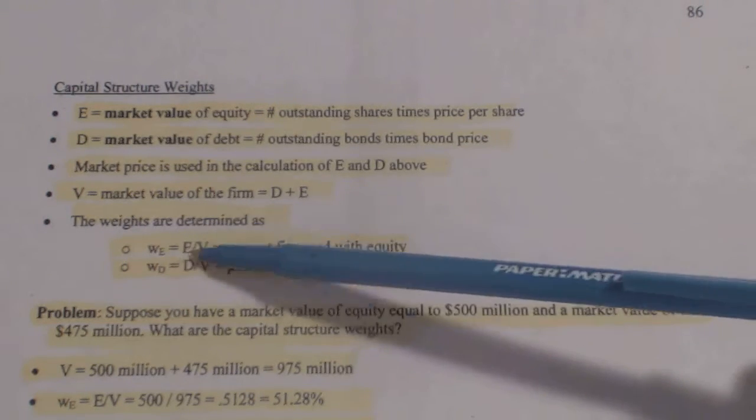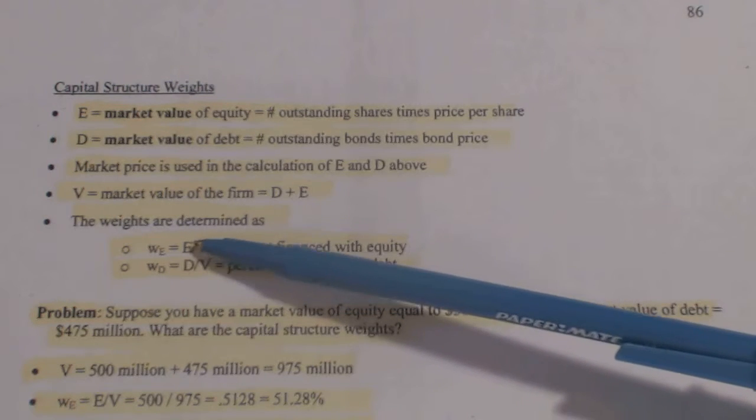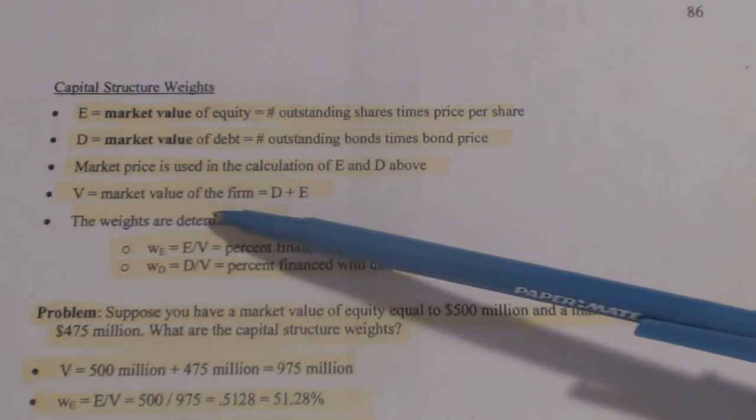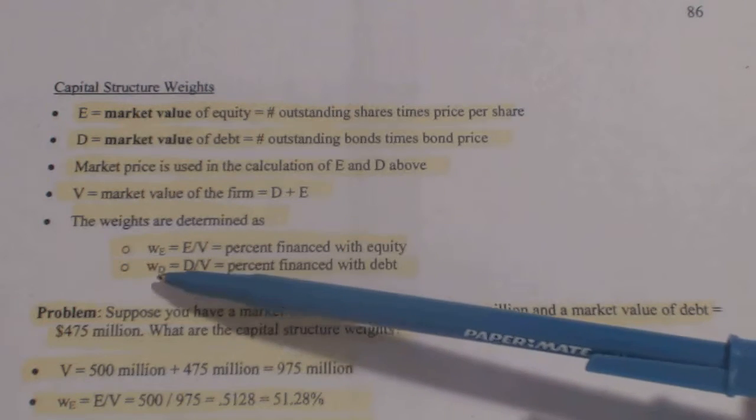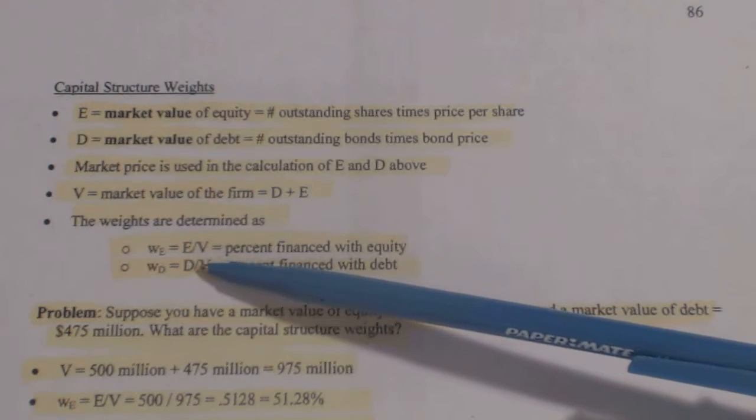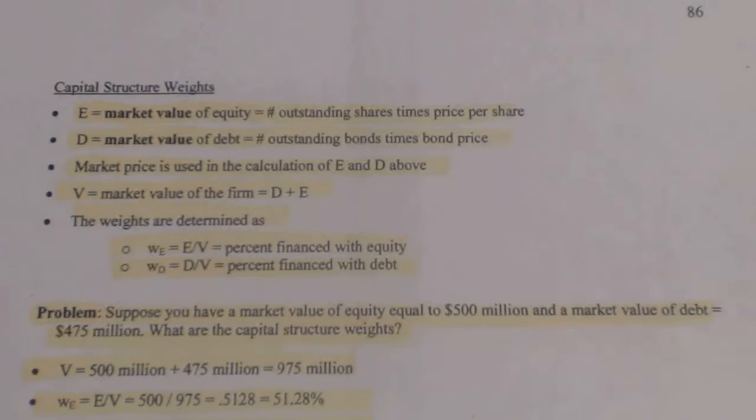The weights are determined as weighted averages. The weight of equity equals equity divided by the market value of the firm, which is D and E together. The weight of D is D divided by V. I mean, pretty simple stuff, right?